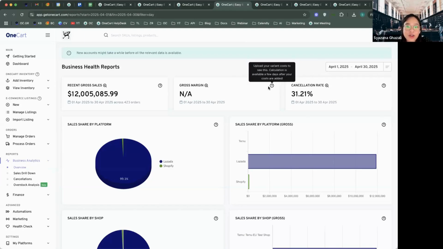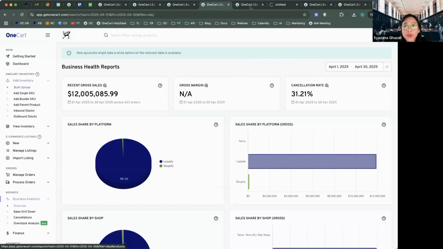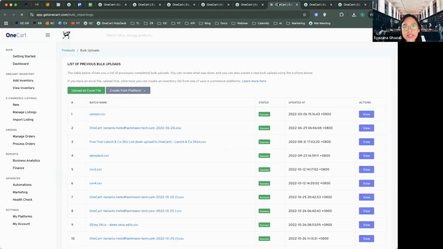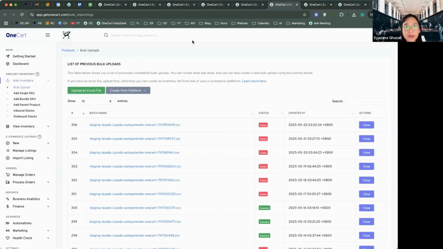So again, this variant cost is not retrieved from any platform. It has to be uploaded in OneCart. If you take a look in our inventory, when you first upload your SKUs, more often than not, when we do an account setup, it's always the bare minimum. Most of you have a very strong inventory setup in OneCart already.